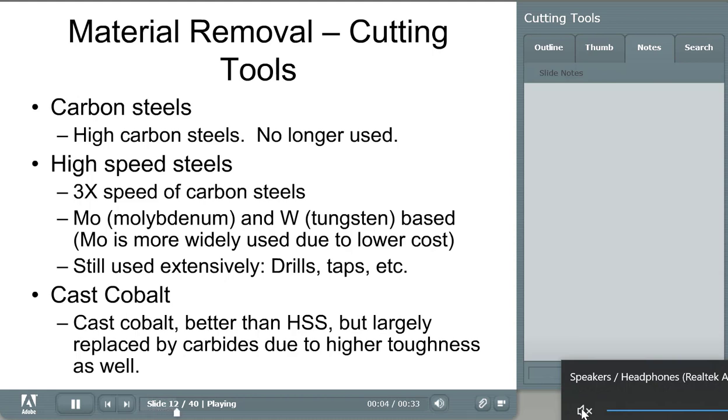Carbon steels. They're high carbon steels, but they are no longer used. High-speed steels allow for 3 to 4 times the speed of carbon steels. Molybdenum and tungsten-based. Molybdenum is more widely used due to the lower cost. They're still used extensively, particularly in applications such as drills, taps, etc. Cast cobalt is better than high-speed steel, but largely has been replaced by carbides due to the higher toughness that they have.